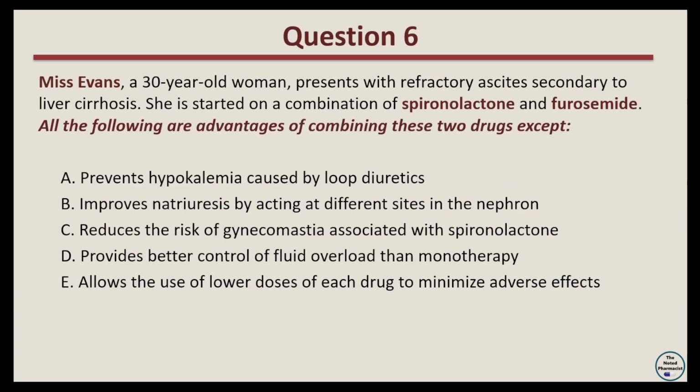Question 6. Miss Evans, a 30-year-old woman, presents with refractory ascites secondary to liver cirrhosis. She is started on a combination of spironolactone and furosemide. All the following are advantages of combining these two drugs except: Option A, prevents hypokalemia caused by loop diuretics. Option B, improves natriuresis by acting at different sites in the nephron. Option C, reduces the risk of gynecomastia associated with spironolactone. Option D, provides better control of fluid overload than monotherapy. Option E, allows the use of lower doses of each drug to minimize adverse effects.